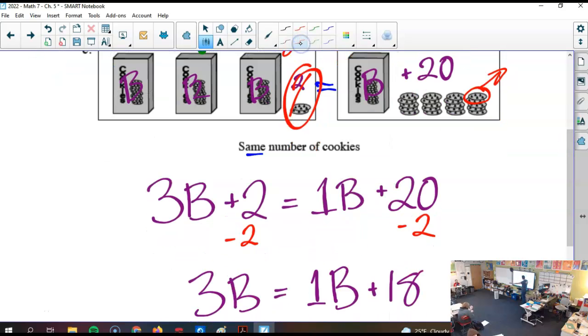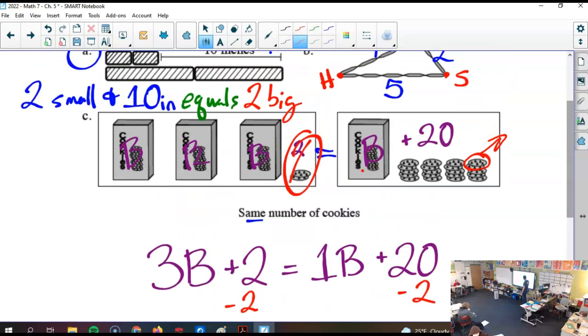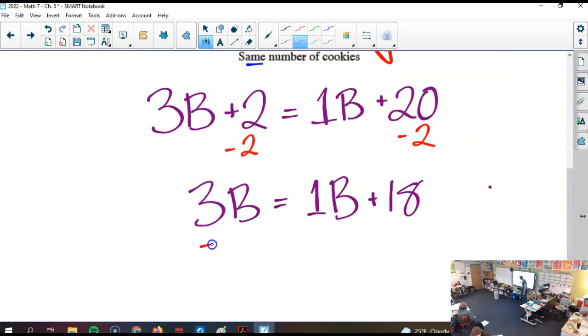Why? Because if there's only 1 box in the second one, and you take the 2 extra out, and have 18 cookies, those 18 cookies will go to the other box. If I take this box away, I gotta take one of these boxes away. So what we write on our paper is we subtract 1 box from both sides.